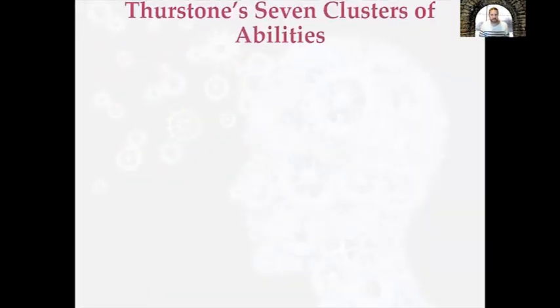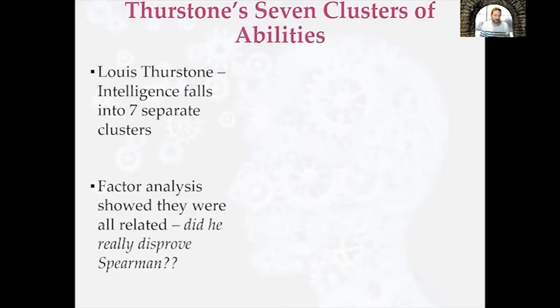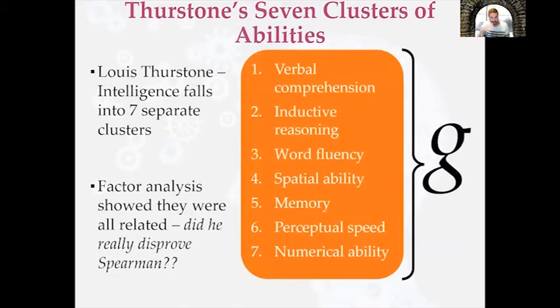Thurston went along and said that intelligences or intelligence types or abilities cluster into seven categories. He also used factor analysis, and he basically said G is a combination of verbal comprehension, or what words you know and knowing their meaning. Inductive reasoning, so your ability to think logically. Word fluency, so not only knowing what words are, but using them correctly. Spatial ability, so understanding how things relate to one another, sometimes in terms of distance. Memory, which I think is self-explanatory. Perceptual speed, so how quickly you can process. And then numerical ability or mathematical skills.